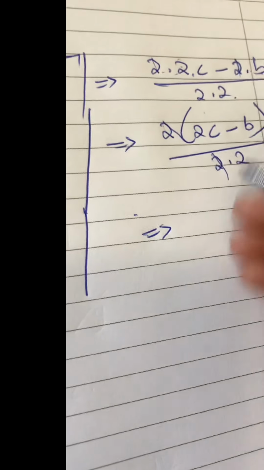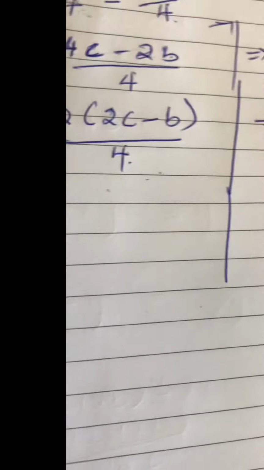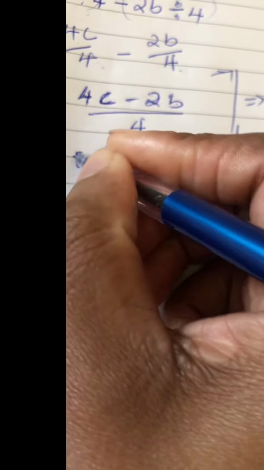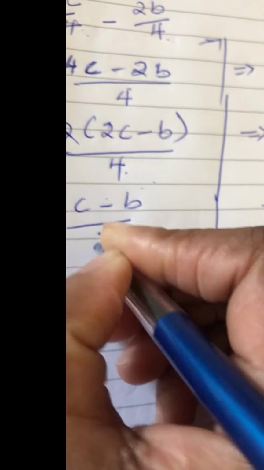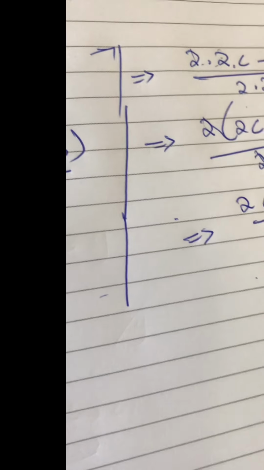But now we have to divide. If we divide this one, cancel this one, we are left with 2c minus b all over 2. This is your answer. Same applies to this. If you cancel this one, this will cancel the 2 here, and then you'll be left with 2c minus b all over 2. So it's actually the same answer. It depends on which one makes sense or which one you find easier.